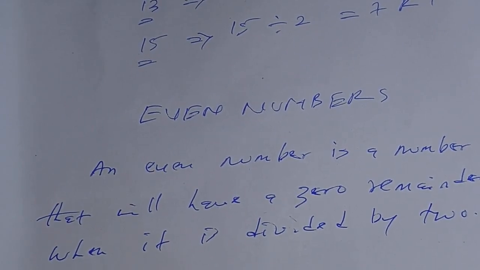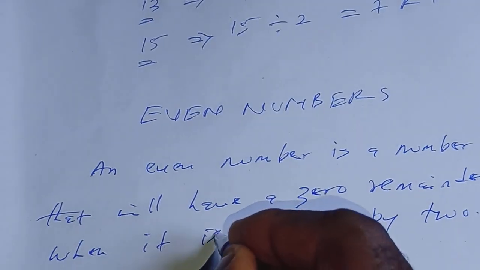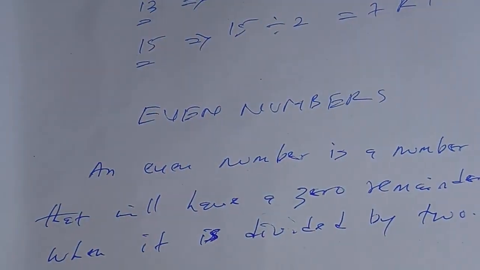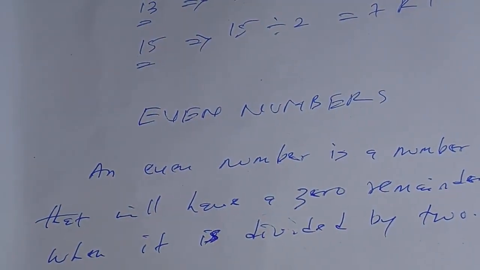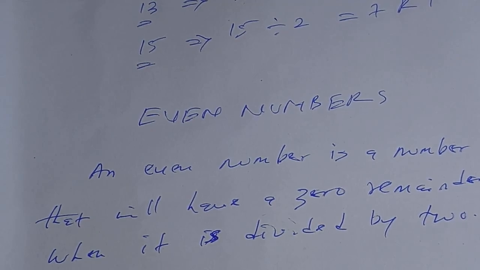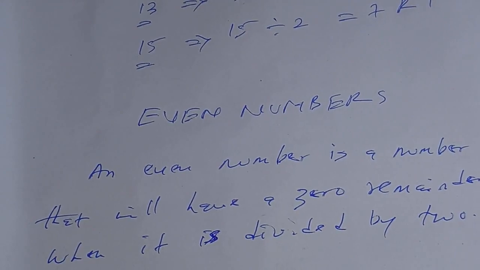An even number is a number that will have a 0 remainder when it is divided by 2. So that's how you will know what an even number is.